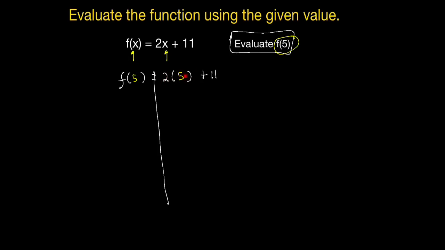So beginning from left to right, we get that 2 times 5 is 10, and then we have to add 11, and then 10 plus 11 is 21. So we get f of 5 equal to 21. Okay, try these problems out.